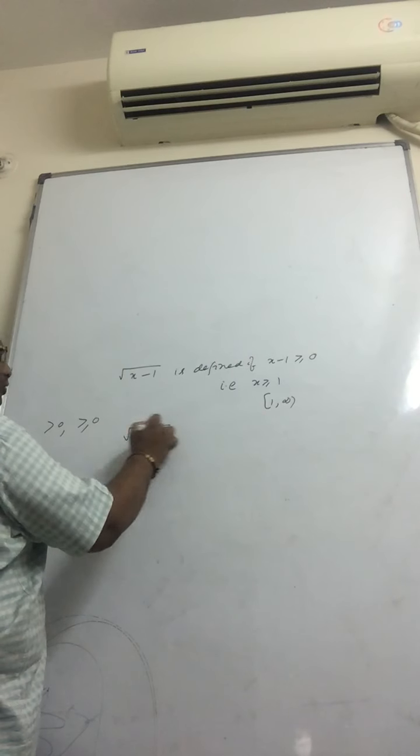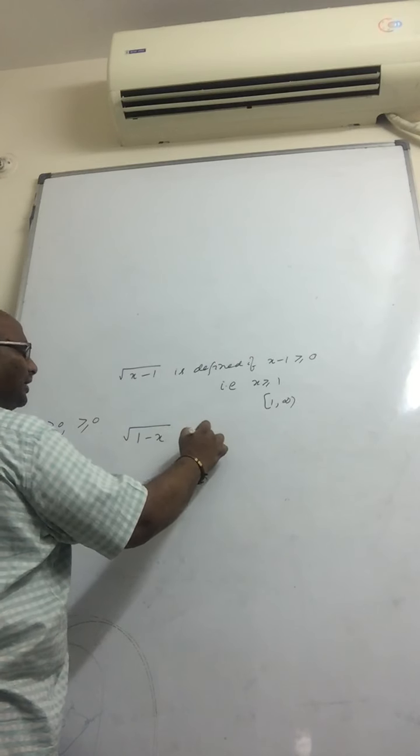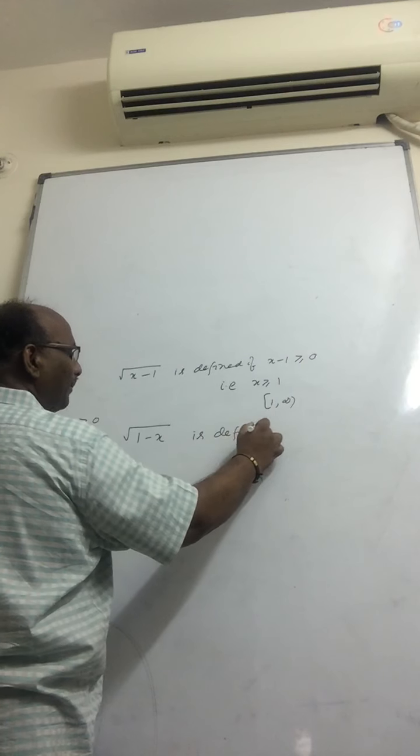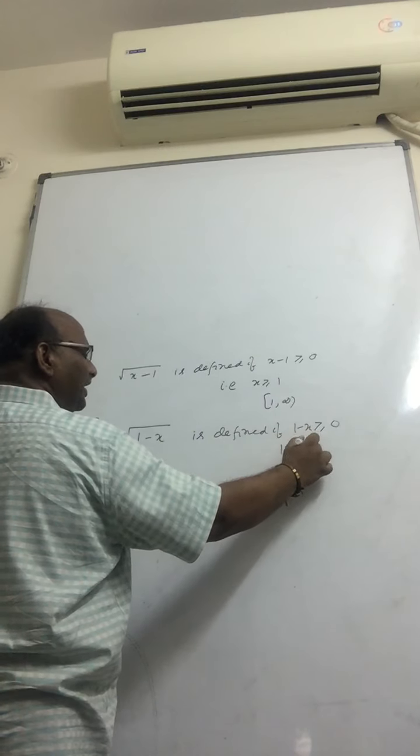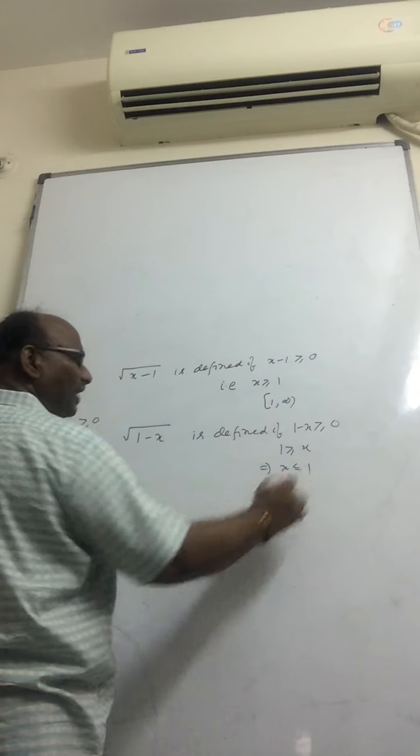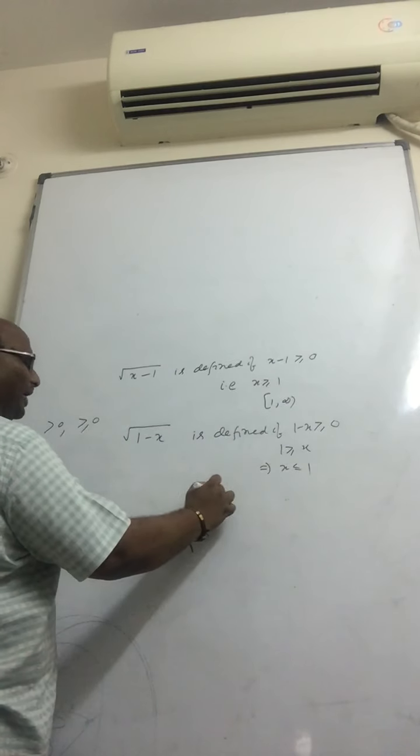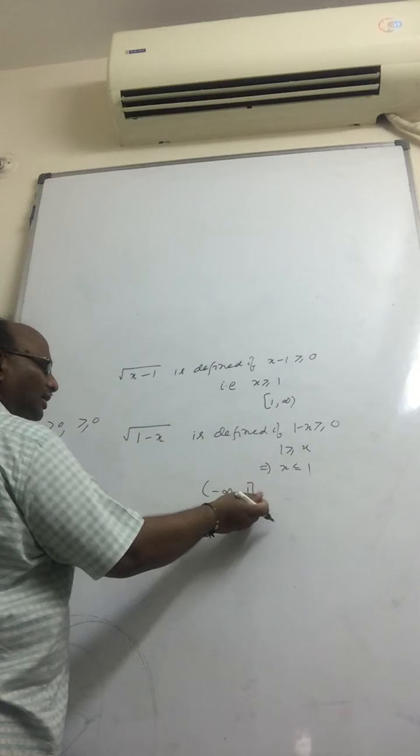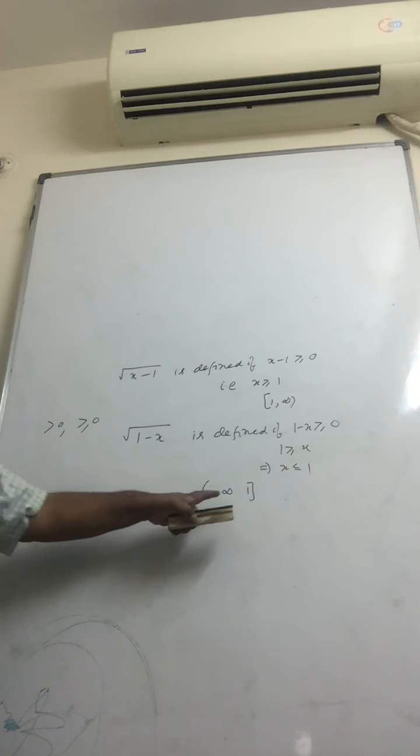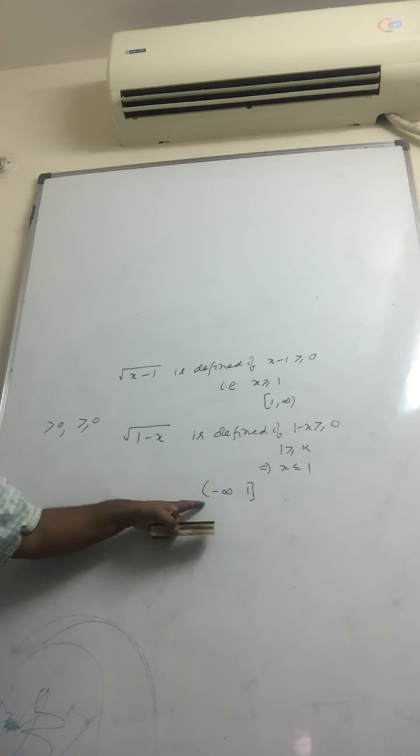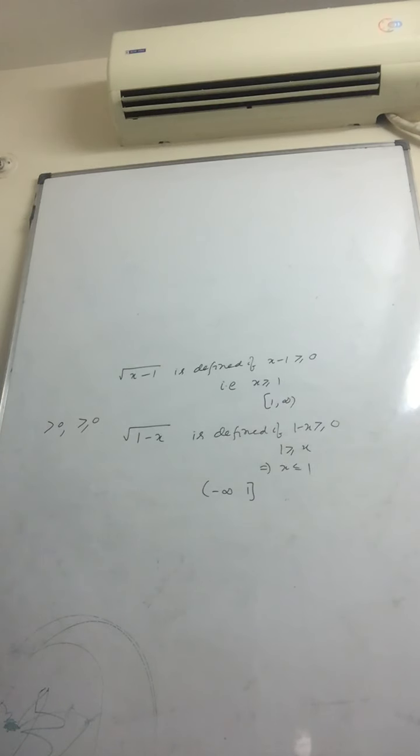Suppose you consider root of 1 minus x. It is defined if 1 minus x is greater than or equal to 0, that is 1 greater than or equal to x, that is x less than or equal to 1. That means the domain is up to minus infinity. Whenever infinity or minus infinity comes, we should write an open interval. We don't know the value of infinity.